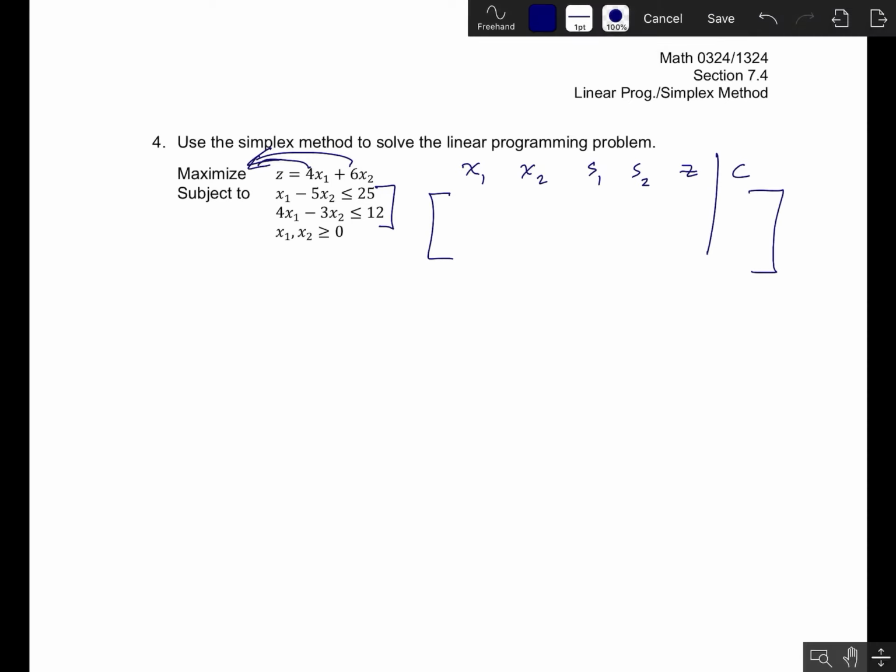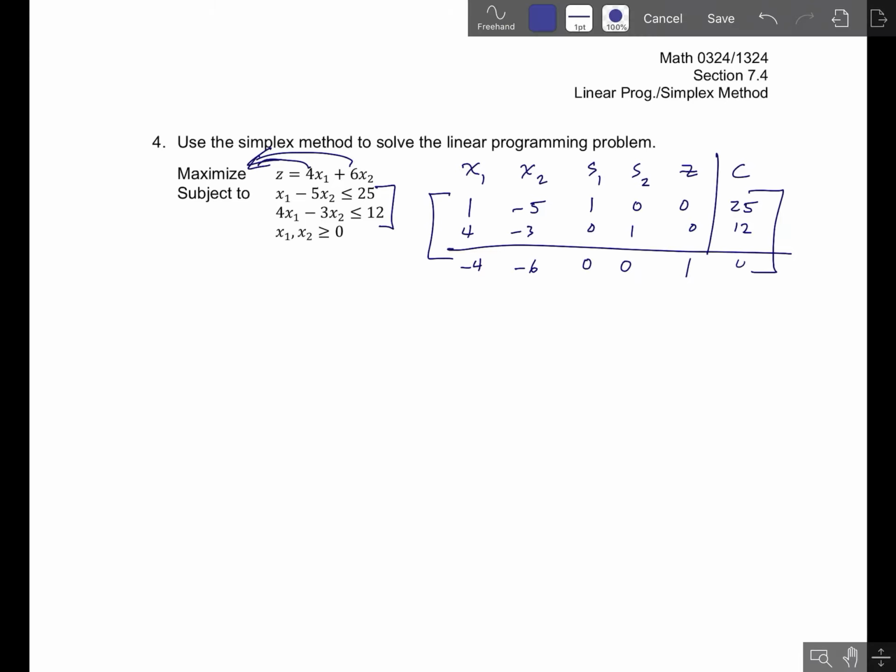So if you're comfortable just introducing the slack variables mentally and rearranging mentally, then what we should get is a 1, a -5, a 1, 0, 0, 25 for that first row. Your second row would be 4, -3, 0, 1, 0, 12. And then your objective row would be a -4, a -6, 0, 0, 1, 0. So if you're comfortable just immediately writing that down, then that's fine.